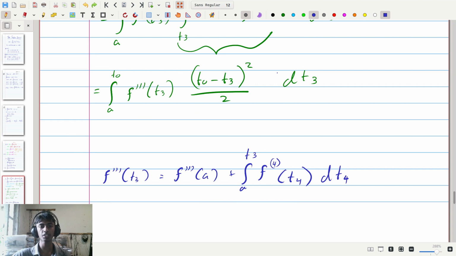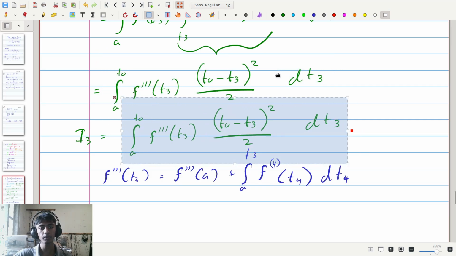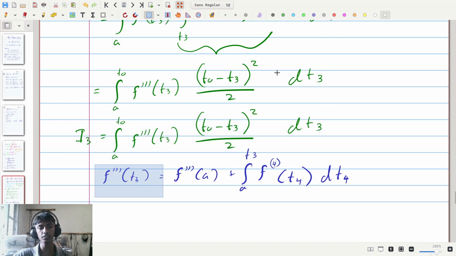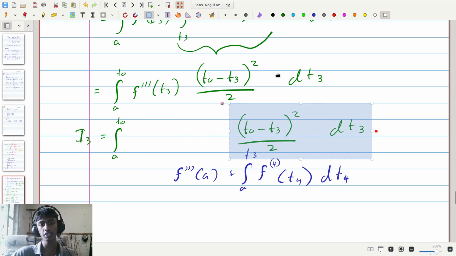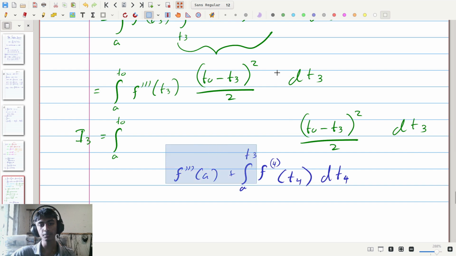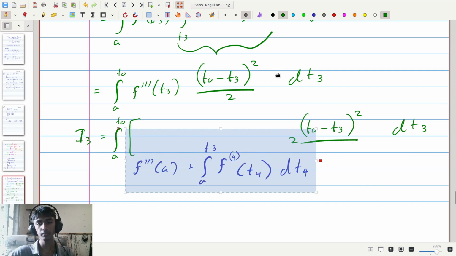Substituting this into this expression here, we can now say that integral 3 is equal to, taking this whole thing, we're going to substitute f triple prime into here. So we copy the whole thing, Control V, bring it here, and then take this expression down here and substitute it in the place of the top expression. Cutting f triple prime of t3, we're going to replace it with this whole expression here. We take it, Control X that part, put some square brackets so that it's contained, and write it in here. So here we have this whole thing.